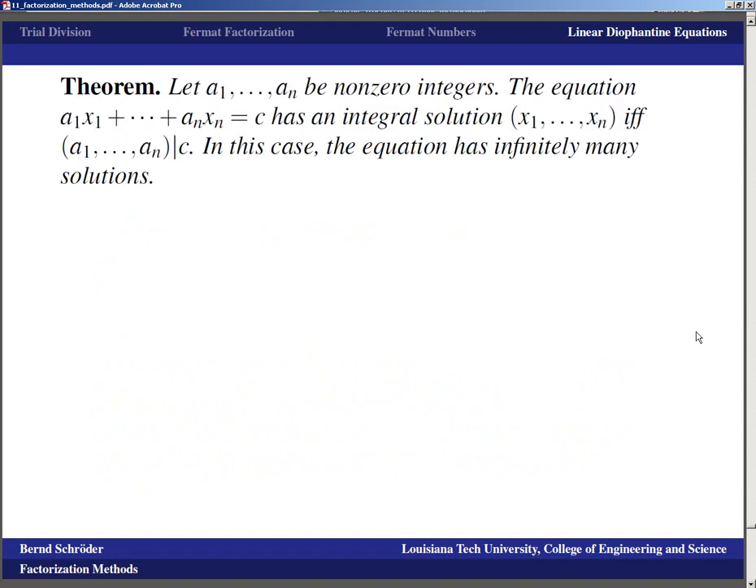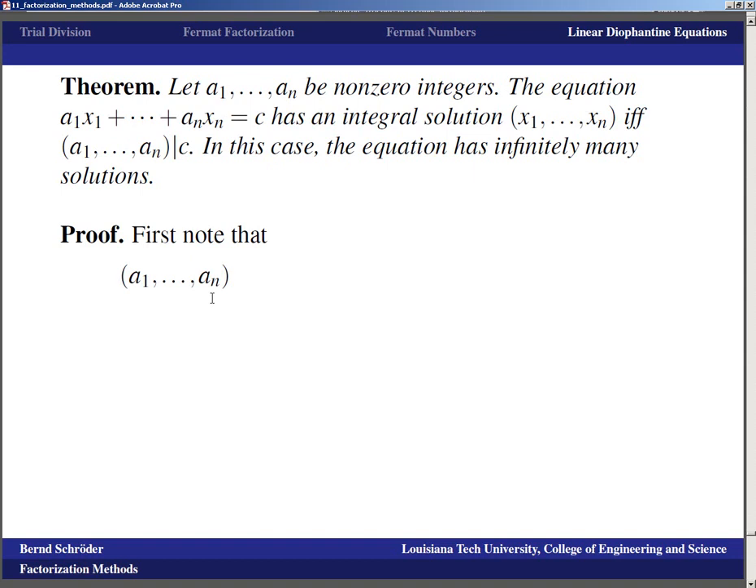If we have n non-zero integers, then the equation a1 x1 all the way through an xn equals c has an integer solution x1 through xn if and only if the greatest common divisor of a1 through an divides c, and in this case the equation has infinitely many solutions again. Well, that proof should be very similar.